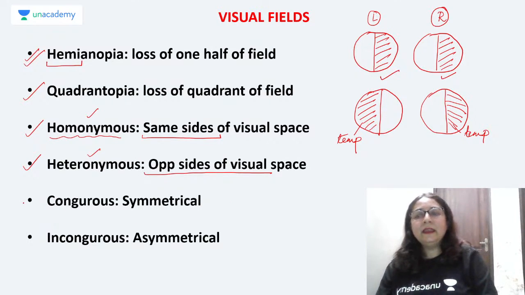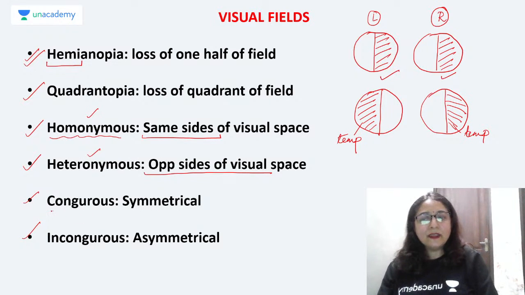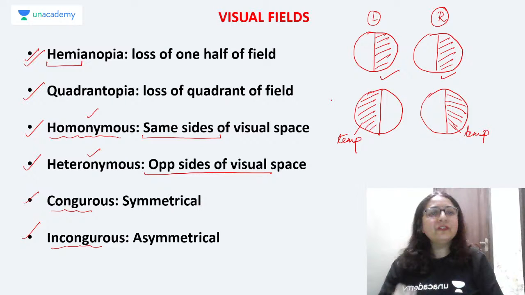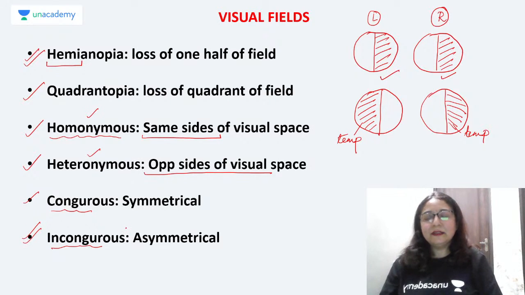Then another two terms used to describe visual field defects are congruous and incongruous. Congruous means that the visual defect in the two eyes is almost identical, it is symmetrical. Whereas with some dissimilarity, where it is not a completely mirror image of the field defect in the other eye, it is known as an incongruous field defect. These are the terminologies we use when describing field defects.